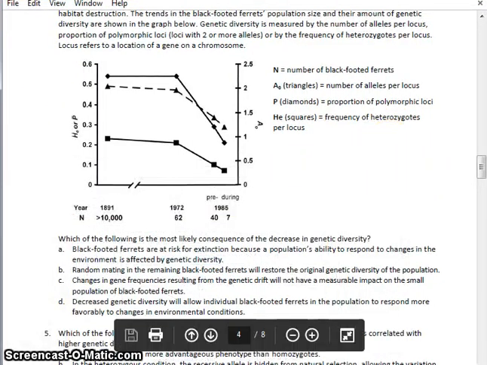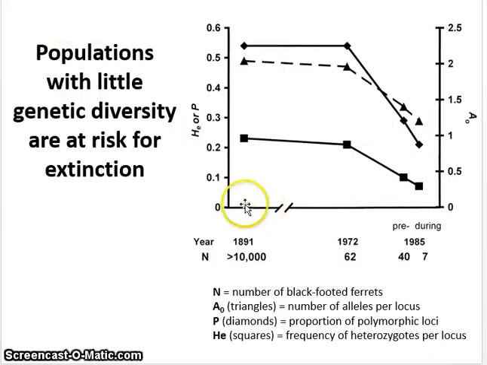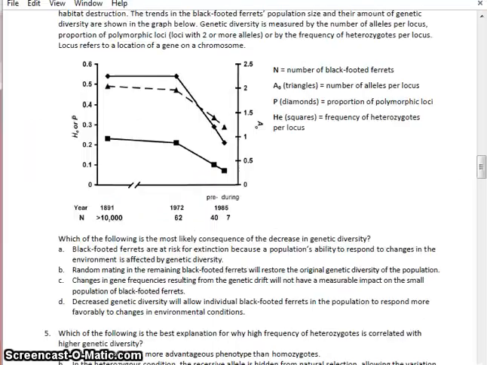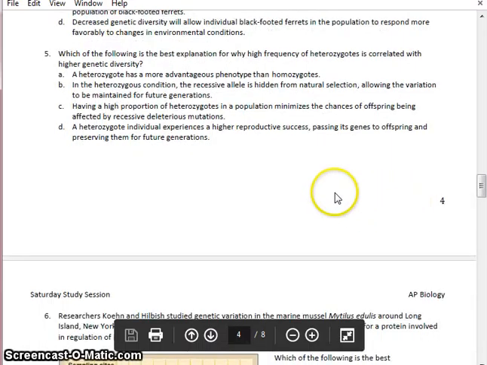Let's see if there was anything to review. Just before we looked at that, this is the key thing here. Keep in mind that populations with little genetic diversity are at risk for extinction. So the more genetic diversity the population has, the more likely they are to survive a major catastrophe of some type. So let's go back here. All right, let's look at 5, 6, and 7.